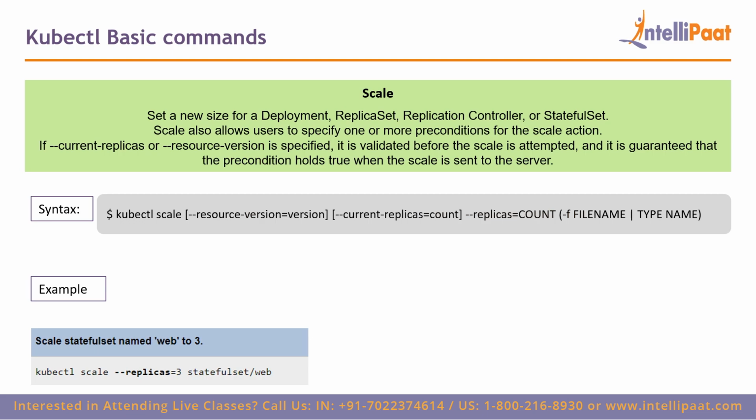And basically if you wanted to manually increase the number of replicas that you have, then you use the command scale. So very simple command. The syntax for it is kubectl scale, the resource, version equals to version, and then the current replicas count, and then the replicas count and file name and type. So let's try this out. Let's see how this works.